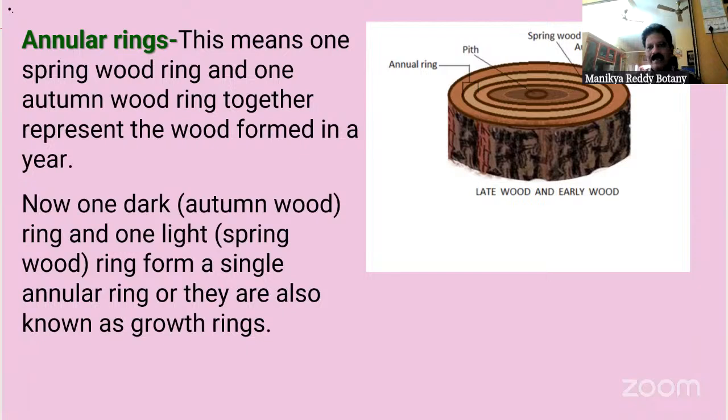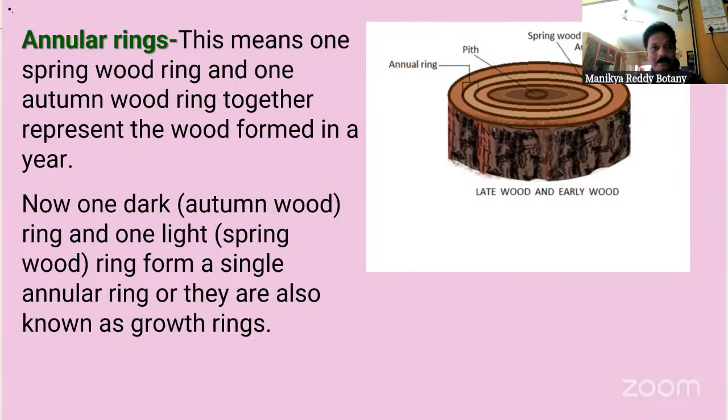How can you identify spring wood and autumn wood? In a log, you can see differently colored or shaded rings. Light color shaded rings are spring wood and dark color shaded rings are autumn wood. Spring wood and autumn wood constitute the annual ring, representing the wood which is formed in a year. By counting the number of annual rings, after cutting them, you can estimate the age of the trees.